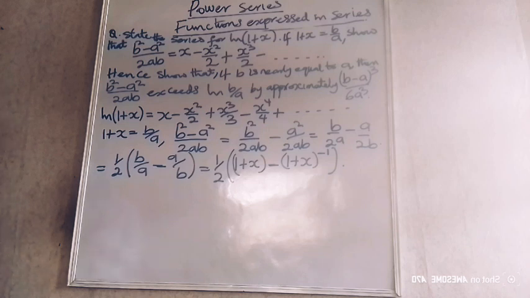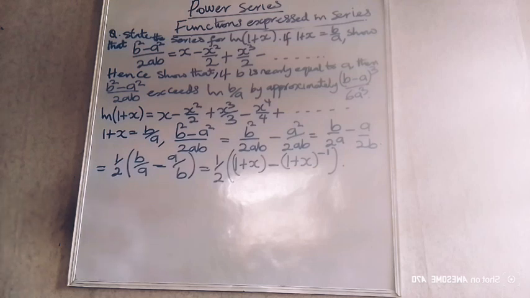Now, the second part is telling us that 1 plus x equals b over a. And it's now asking us to show that b squared minus a squared over 2ab is equal to x minus x squared over 2 plus x cubed over 3. So we can see that b squared minus a squared over 2ab is equal to b squared over 2ab minus a squared over 2ab. So if we process that, we are going to have b over 2a minus a over 2b. Now that brings us to this place. And that is half into b over a minus a over b, which equals half into 1 plus x minus bracket 1 plus x raised to power minus 1. That is the reciprocal of 1 plus x.